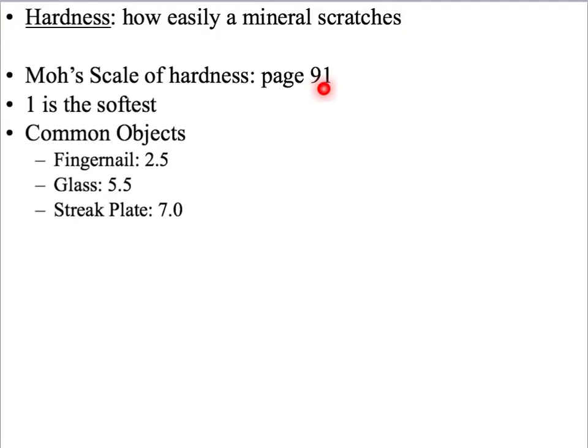Common objects that you should know about are listed on 91 as well, along with some other ones. Your fingernail is 2.5, so anything below 2.5 you can scratch with your fingernail. A piece of glass is 5.5, so anything below 5.5 you can scratch with a piece of glass. Or vice versa, if you have a mineral that's higher than 5.5, it will scratch the glass. And then the streak plate that I'll talk about here in a minute. Streak plates have a hardness of 7, so any mineral below 7 will obviously give you a streak.